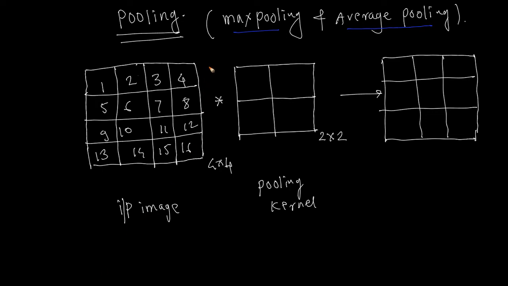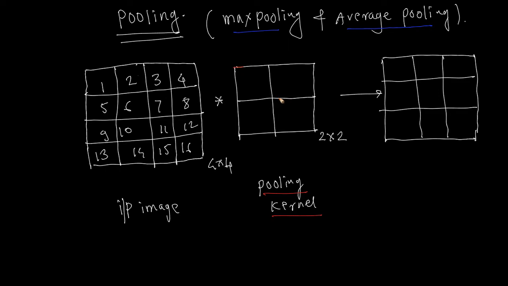So, pooling. In the last video we discussed convolution operations, strides and padding. In pooling, we are given this input image and a kernel called the pooling kernel. This kernel has no values. It is an empty kernel.